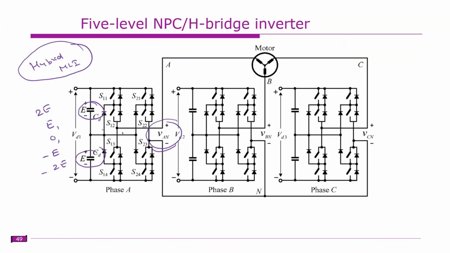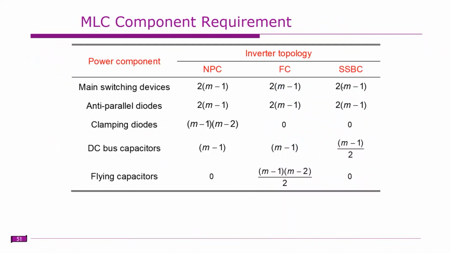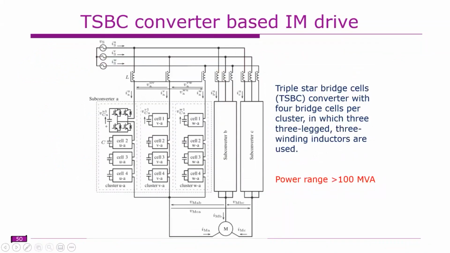So instead of a single phase H bridge, we have this diode clamped multi-level inverter. That is how it is used for increasing the number of levels. This is known as hybrid MLI. We'll discuss more in later classes, so we'll come back to these things.